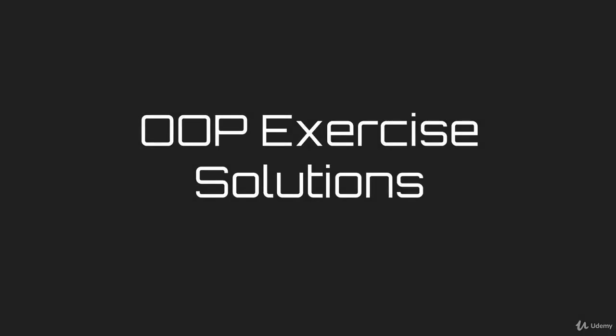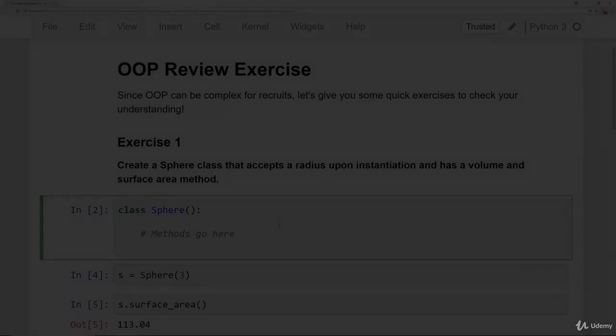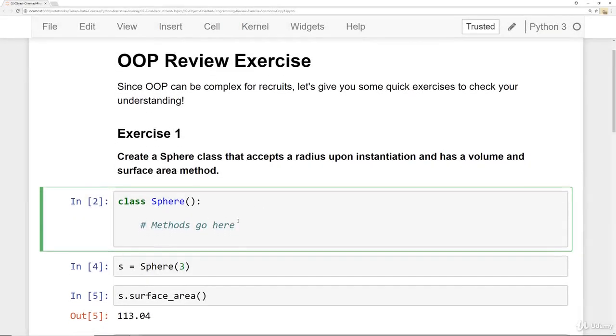Welcome back. Let's now go ahead and go over some example solutions for your object-oriented programming review exercise questions. Let's begin by creating this sphere class.